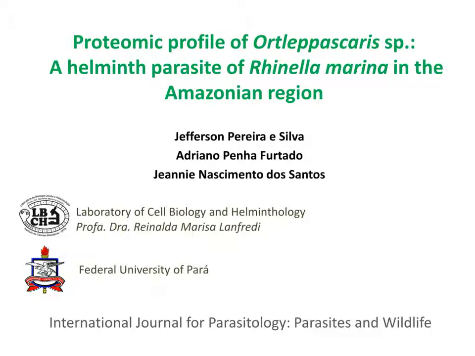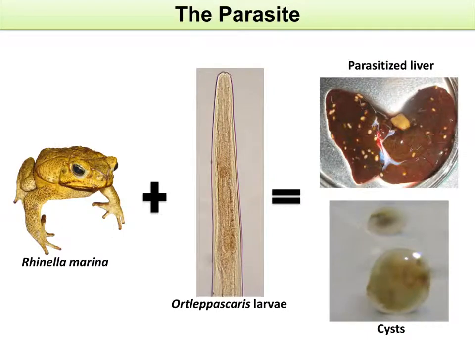In these slides, we will talk about a helminth, a nematode specifically, called Ortleppascaris, which parasitizes an amphibian, the Rhinella marina, in the Amazonian region. The biological life cycle of this nematode remains not elucidated, but we know that the adult parasites can be found in crocodilians, the definitive hosts. However, the larval stages are found in some amphibians, like Rhinella marina, the so-called cane toad.